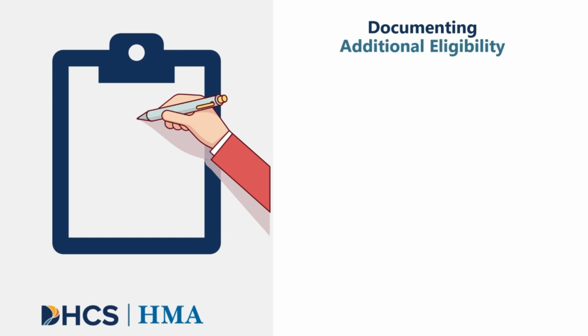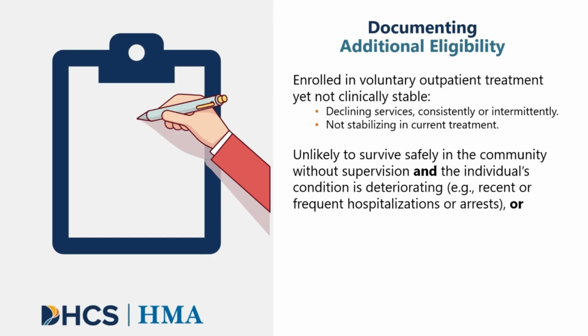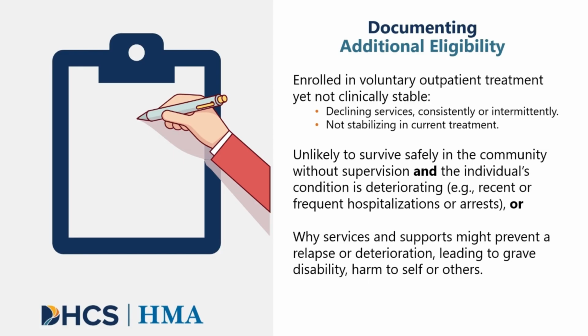Now moving to the additional requirements called out in the petition forms. Noting that even though the individual is currently enrolled in outpatient treatment, they are not clinically stable. Is the individual declining mental health services, even intermittently, or despite participation in treatment, they're not stabilizing? The next requirement relates to your assessment of the individual's likelihood of surviving safely in the community without supervision. This includes documenting your observations of the individual's deteriorating condition. If you don't have information or observations regarding the individual's deterioration, you do have the option to note why you believe services and supports might prevent a relapse or deterioration.